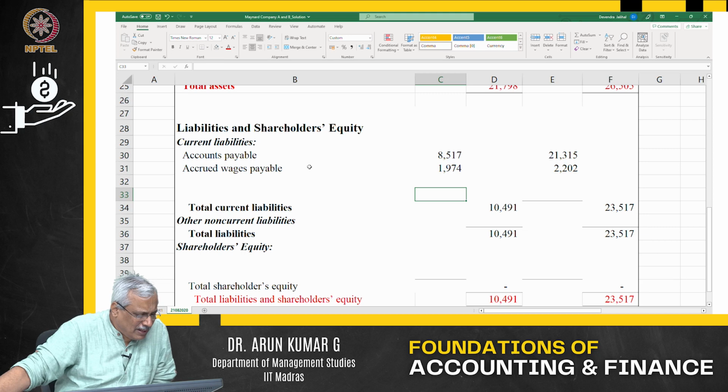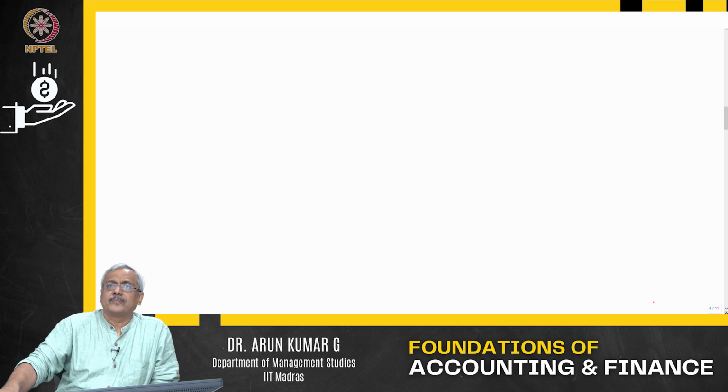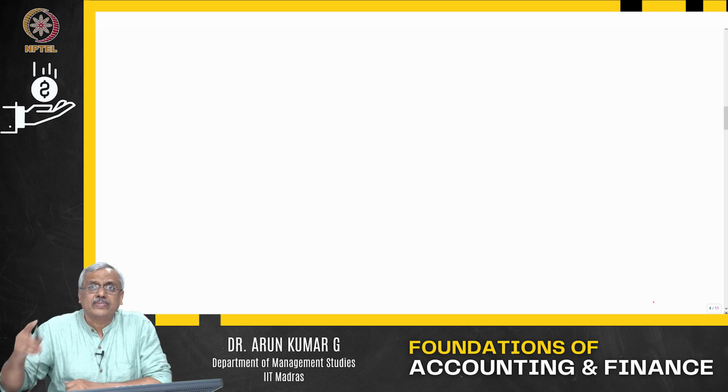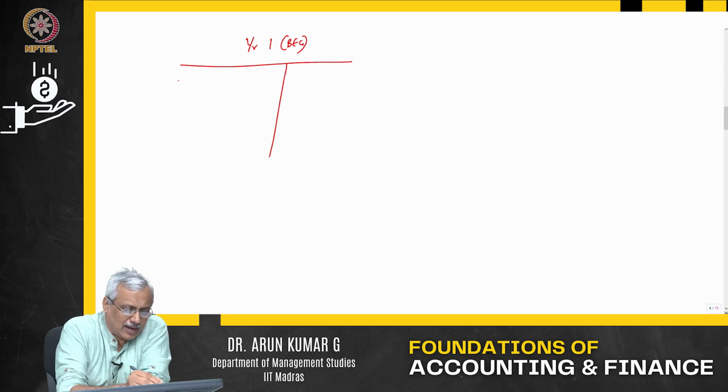Next, we say accumulated depreciation on building, accumulated depreciation on equipment, etc. Now, what is this accumulated depreciation? Let me go back and explain. Let us take, for example, the beginning of year 1. I prepare a balance sheet. I have a building worth about 10 lakhs. This is building at cost.